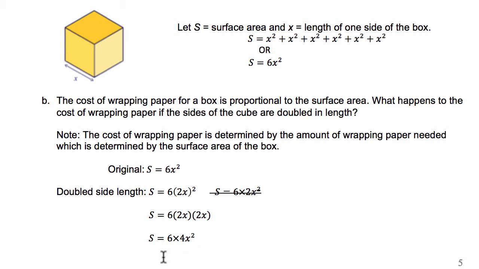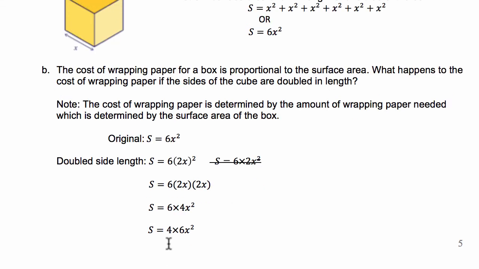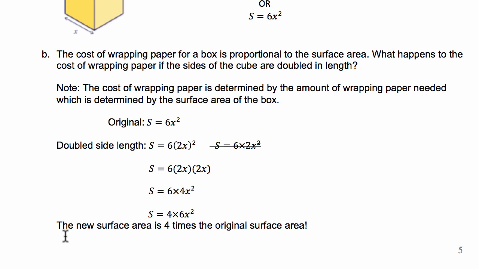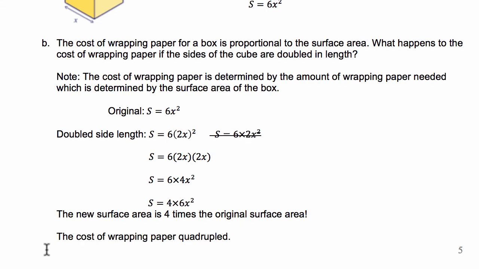We can rearrange the right side of the equation so that part of it matches the original equation. We get S equals 4 times 6x squared. Since originally the surface area equaled 6x squared, we can see that doubling the side length resulted in multiplying the surface area by 4. That is, the new surface area is 4 times the original surface area. And since the cost of wrapping paper is determined by the surface area of the box, the cost of wrapping paper quadrupled as well.